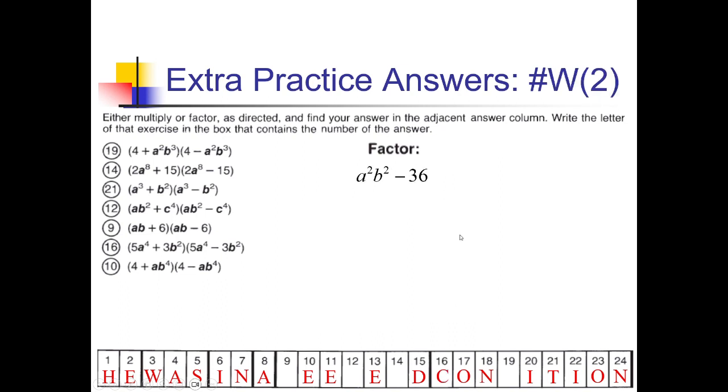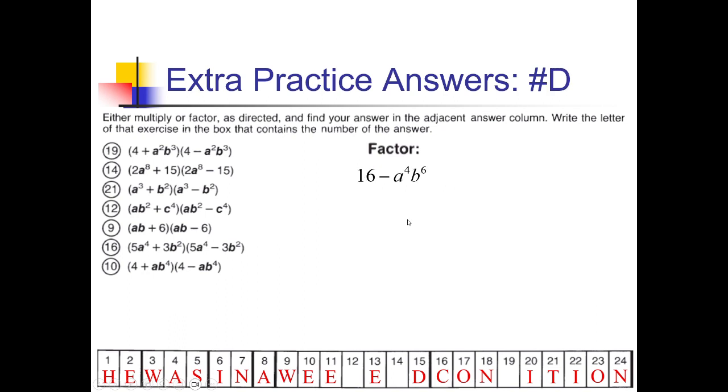Next up, we have the second W of the puzzle. Square root of a squared b squared is just ab, so that kind of works out nicely. Square root of 36 is 6, so plus 6, and ab minus 6. And that's pretty easy to spot. That's right here, number 9. So 9 is W.